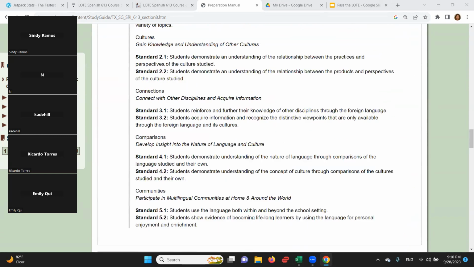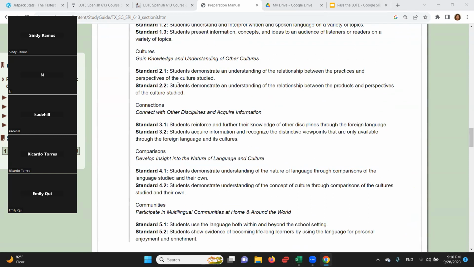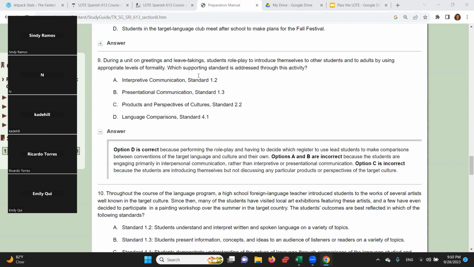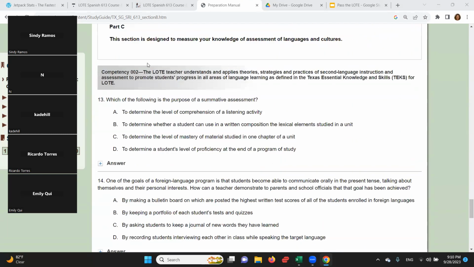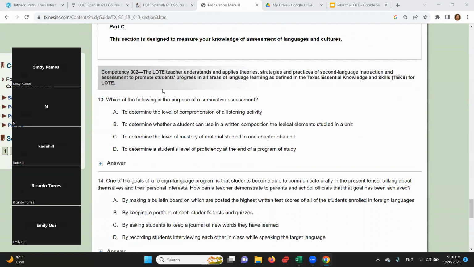So the culture standard is really tricky, and I go over that in a lot of detail in my course in tutoring. But so definitely go through all of these. I want to show you some from my course too, so you get some variety. But this has 17 questions. If you want even more practice, this is another good resource, and it's very affordable.